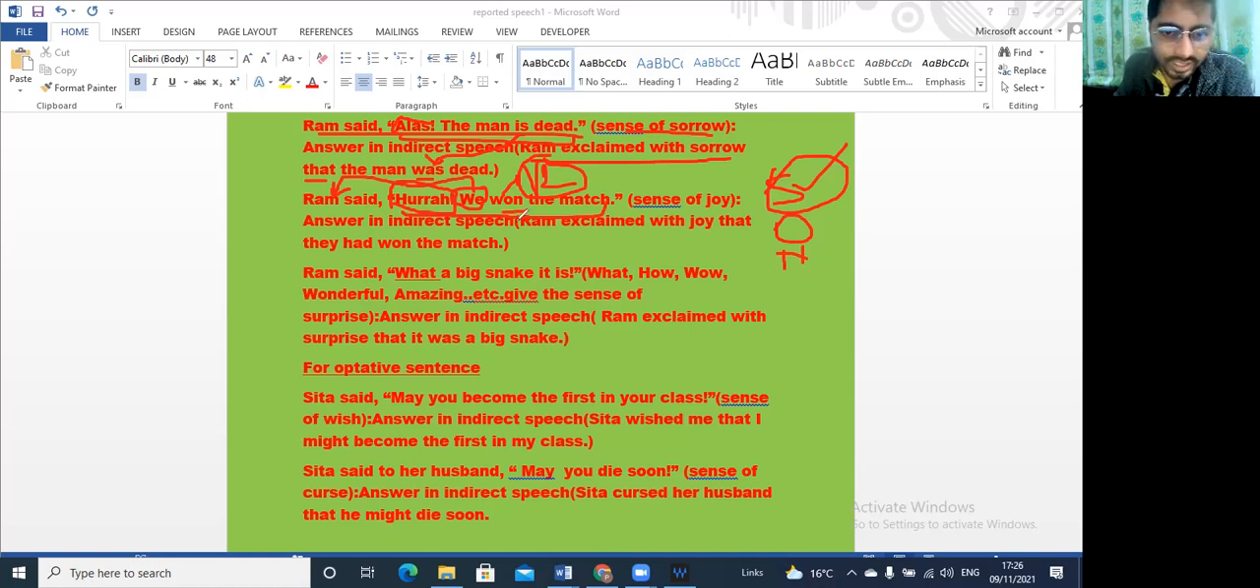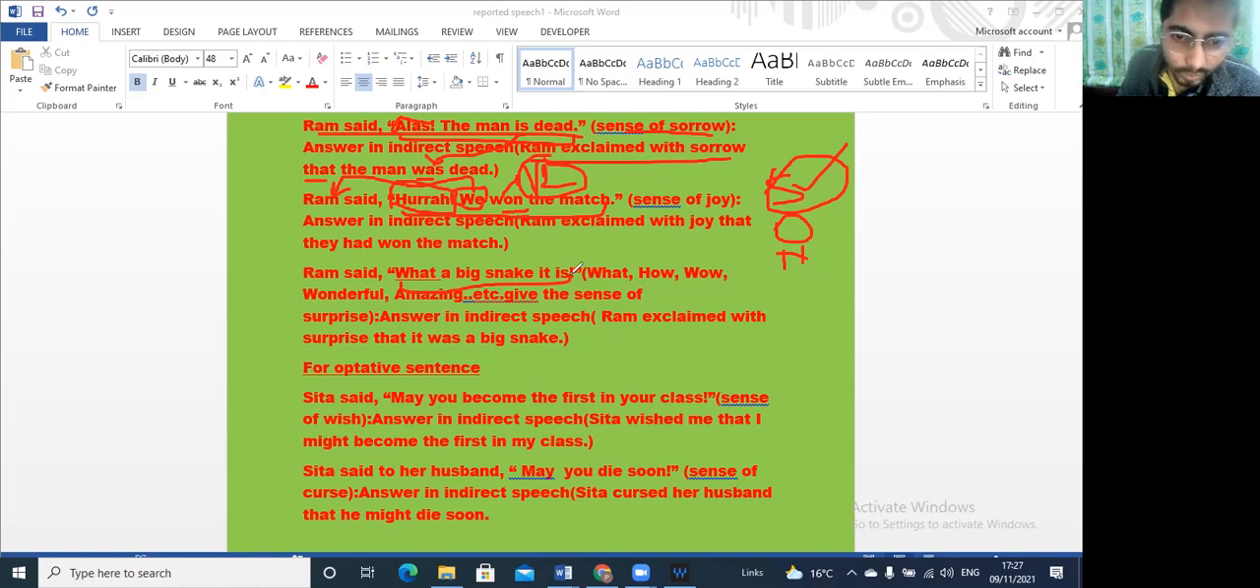Okay. Now let's know the example of reported statement having the sense of surprise. Ram said, what a big snake it is. What is the reported statement here? Inside jail, who is the prisoner? Reported statement. Ram said, what a big snake it is. This represents the idea of surprise. He had never seen such a big snake before in his life.